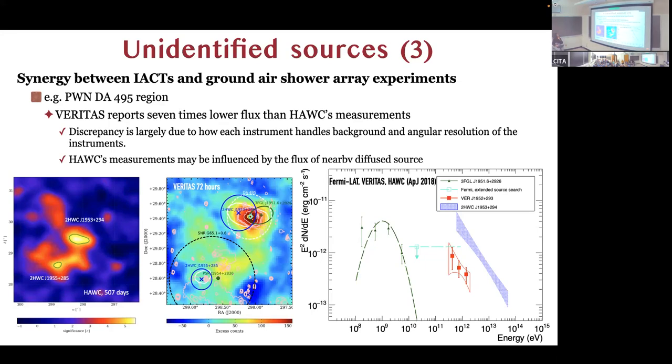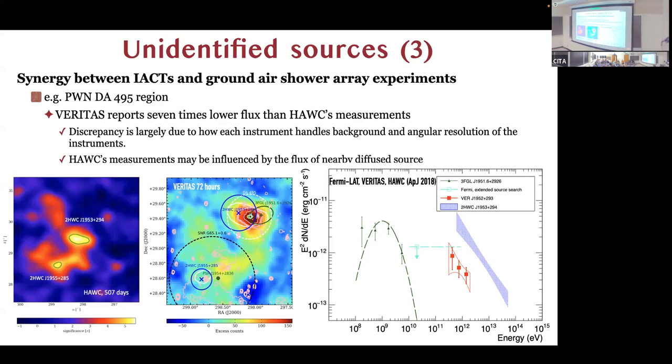So here is what HAWC sees, in particular, the Cocoon of Nebula region. This is what VERITAS sees, and we say, oh, we do see the same source here, so let's plot our results together. This is how we plot the flux together from the Fermi LAT up to the HAWC energy range. And this is what HAWC sees in that particular region of the sky. And if I look at the same region with VERITAS, I see about 7 times lower flux level than HAWC. The reason is just that HAWC's angular resolution is big, so they just estimate any flux that fits into that field of view.